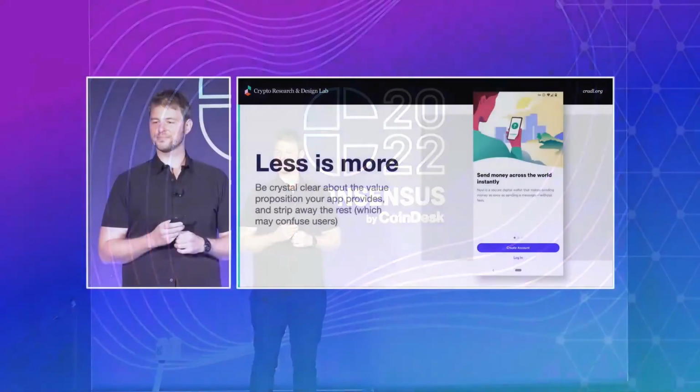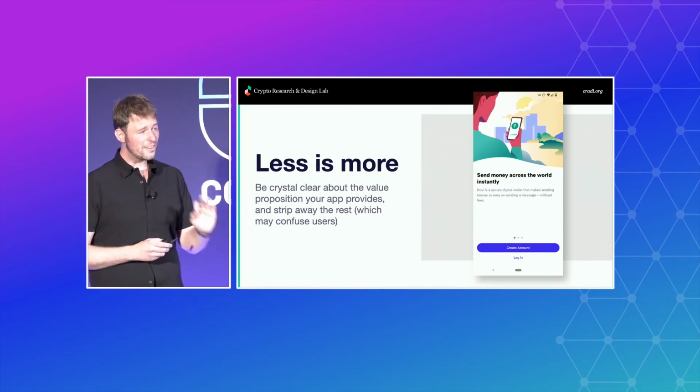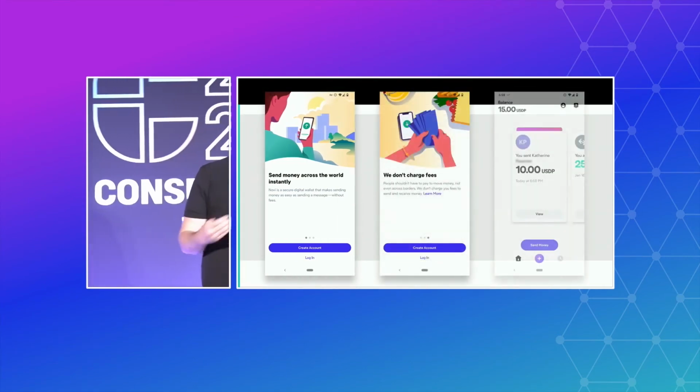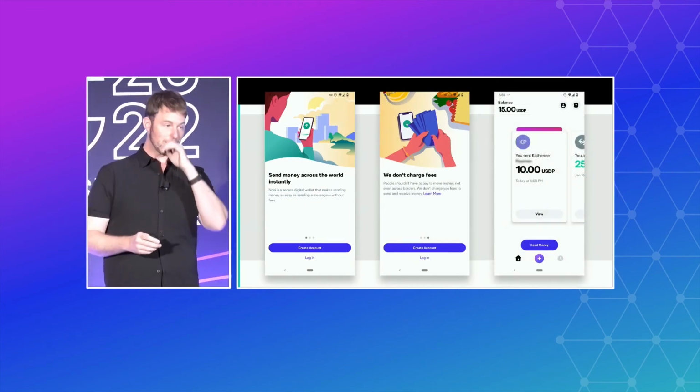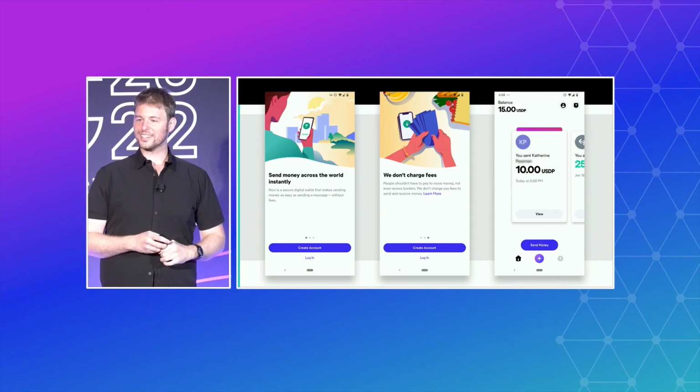So this is one of the apps that we looked at. Send money across the world instantly. I know exactly what this is. This app doesn't do very much, but it's very easy to understand exactly what that value proposition is. And as you go through the app, it continues to be minimal. We don't charge fees. I can understand that.